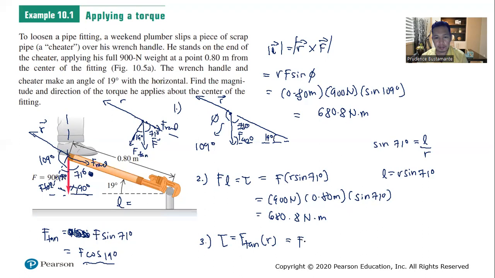So we have F cosine of 19 degrees times R, which is 900 Newton times cosine of 19 degrees times 0.80 meter. So 900 times cosine 19 times 0.8. We have 680.8 Newton meter.